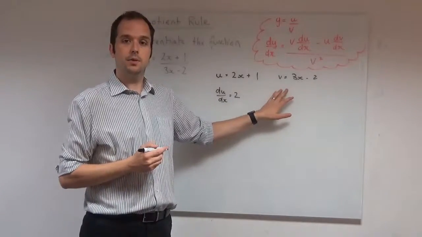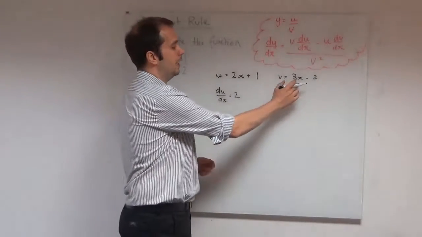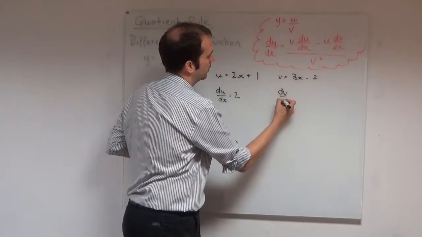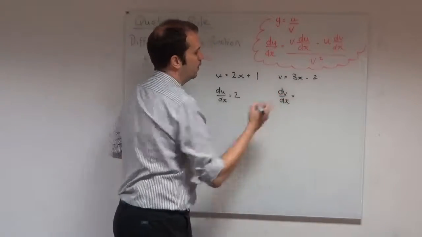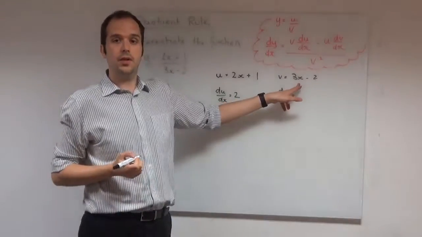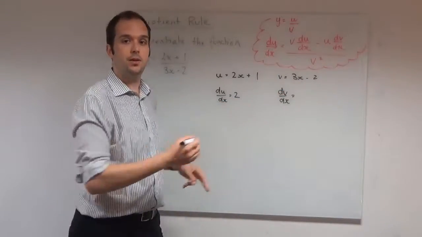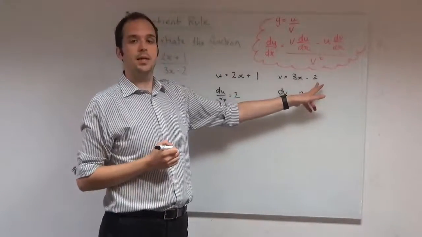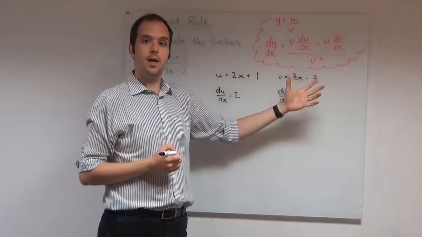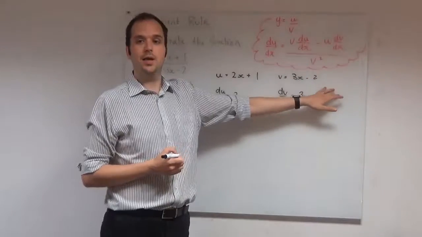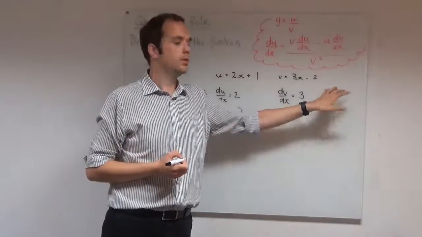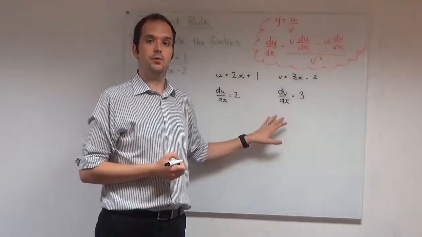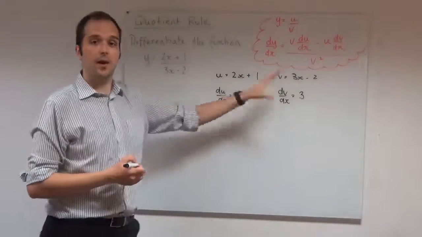We also need dv by dx, so I need to differentiate 3x minus 2 with respect to x. So the first thing I need to do is differentiate 3x, and when I differentiate 3x I get 3. And when I differentiate minus 2, again minus 2 is a constant. When I differentiate a constant, I get 0. So I can see that dv by dx is equal to 3. So I've got everything now.